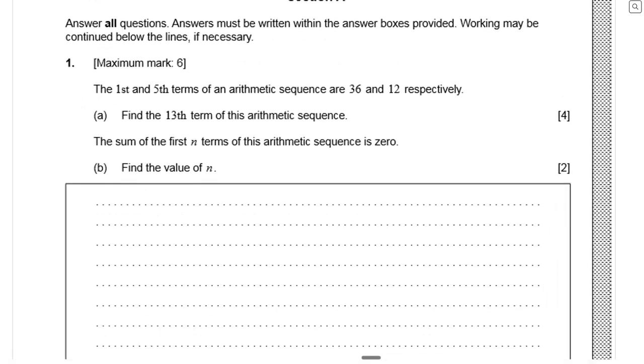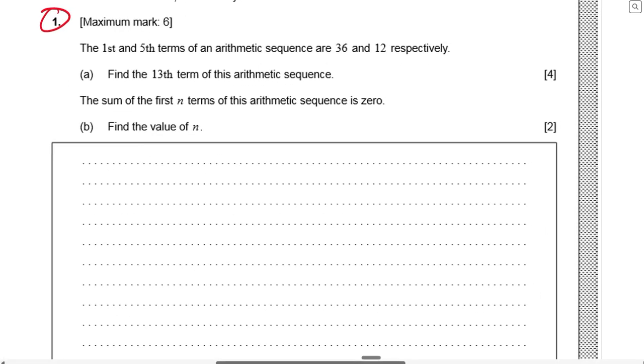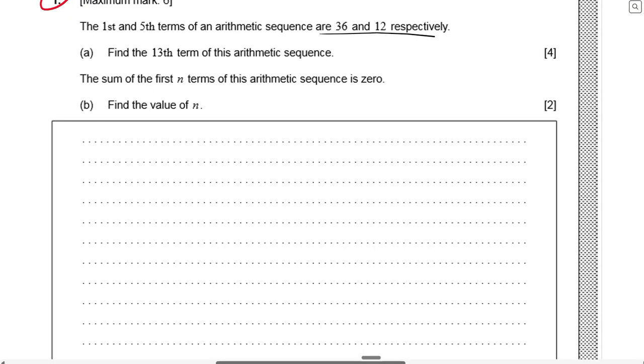Alright, question 1. The first and fifth terms of an arithmetic sequence are 36 and 12 respectively. Find the 13th term of this arithmetic sequence.